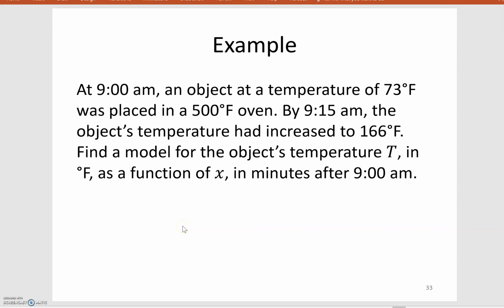So we've been talking about Newton's law of heating and cooling, and I've got one more example I'd like to take a look at. At 9 a.m., an object at a temperature of 73 degrees Fahrenheit was placed in a 500 degree Fahrenheit oven. By 9:15 a.m., the object's temperature had increased to 166 degrees Fahrenheit. Find a model for the object's temperature T in degrees Fahrenheit as a function of x in minutes after 9 a.m. So this is a Newton's law of what have we got here? We are heating, right? So we have Newton's law of heating.